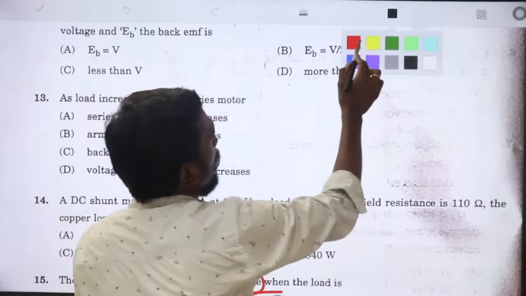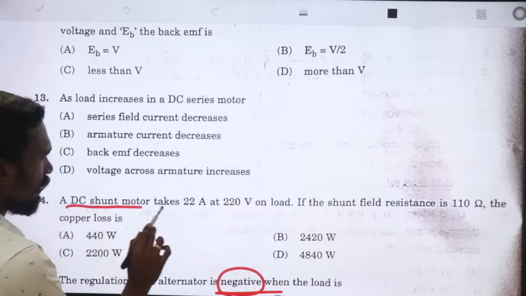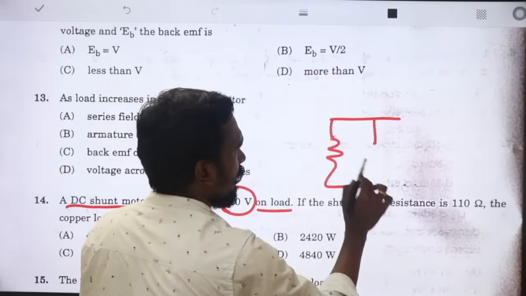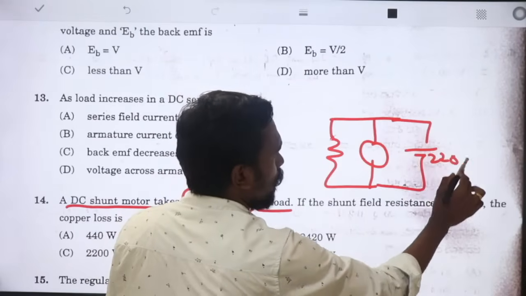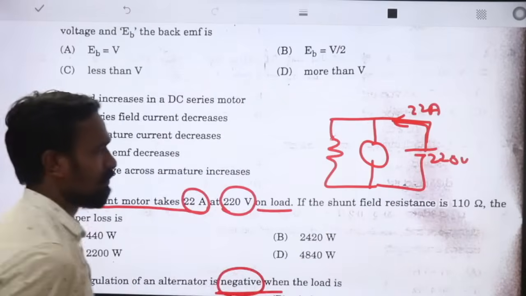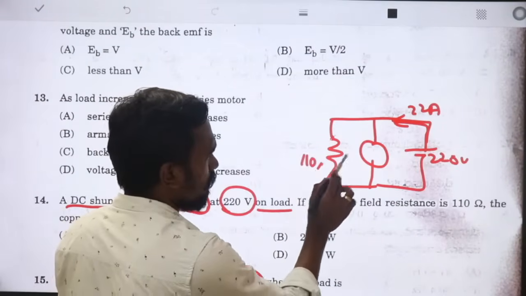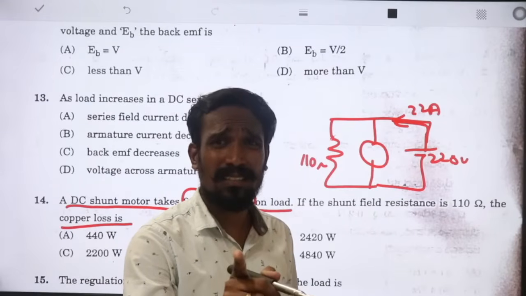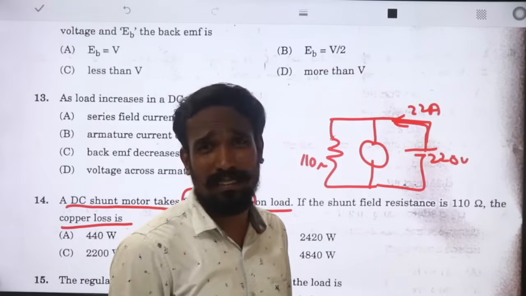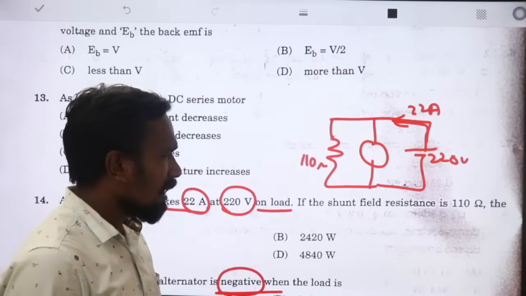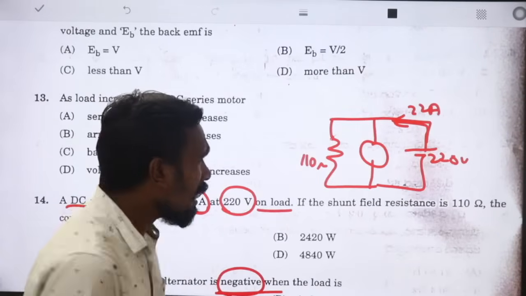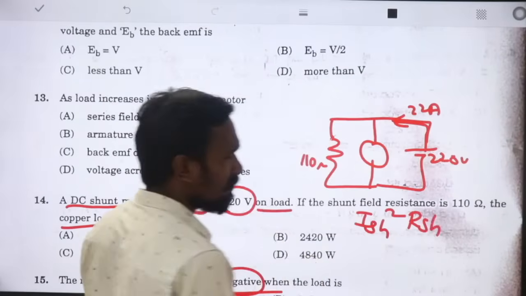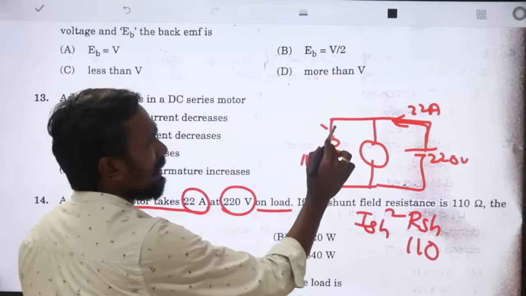Come to this question. A DC shunt motor takes 22 amperes at 220 volts on load. This DC shunt motor is connected to 220 volts and takes 22 amperes. If the shunt field winding resistance is 110 ohms, the copper loss is? Actually, they have to give the armature resistance to find the total armature copper losses and shunt field copper losses. But they did not mention the armature resistance. Hence, no need to calculate the armature copper losses. Then what copper loss do we have? Shunt field copper loss, which is Ish square multiplied by Rsh. Rsh is given as 110. Can you tell me what Ish is here?